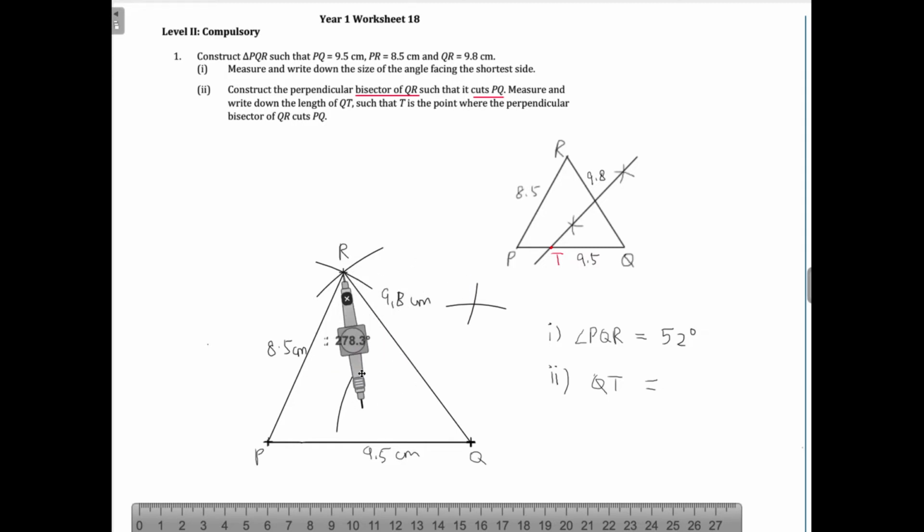Similarly, draw over the other arc. So now we can join the two X and extend it all the way to cut PQ. The bisector must cut PQ as what is required here and also shown in our diagram. Right, so we have the point T, which is here.